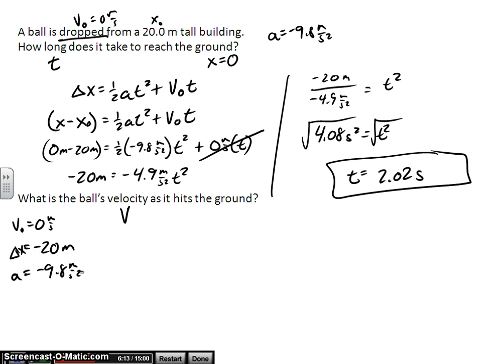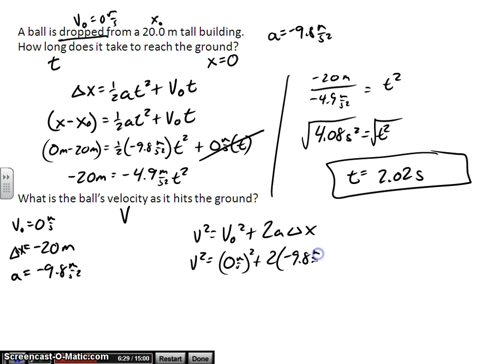So v, v naught, a, delta x, I could use this. V squared equals v naught squared plus 2a delta x. V squared equals 0 meters per second squared plus 2 times negative 9.8 meters per second squared times negative 20 meters. My 0 squared goes away once again, so 2 times 9.8 times 20. My negatives go away. I get v squared equals 392.